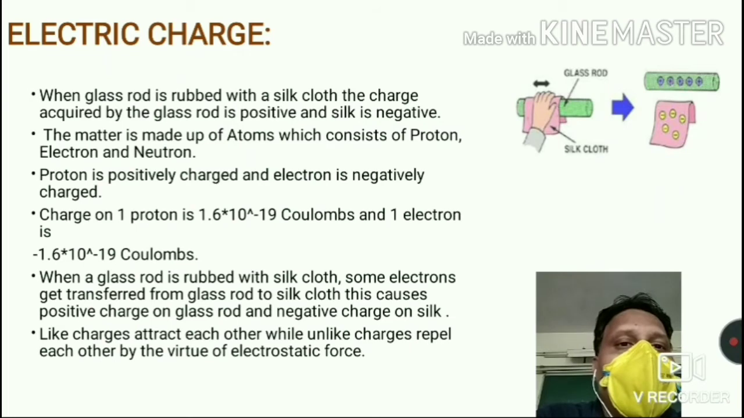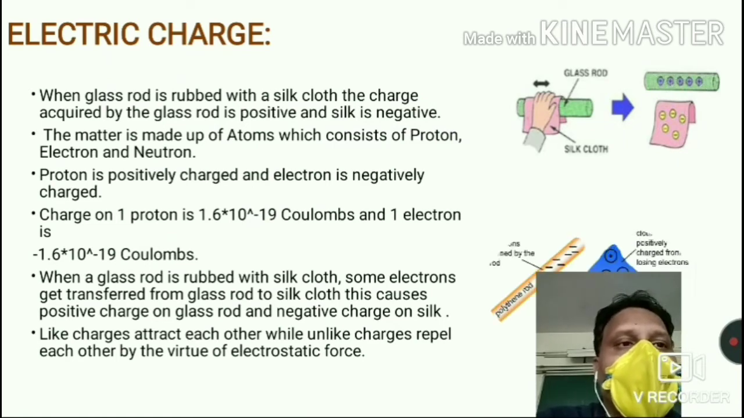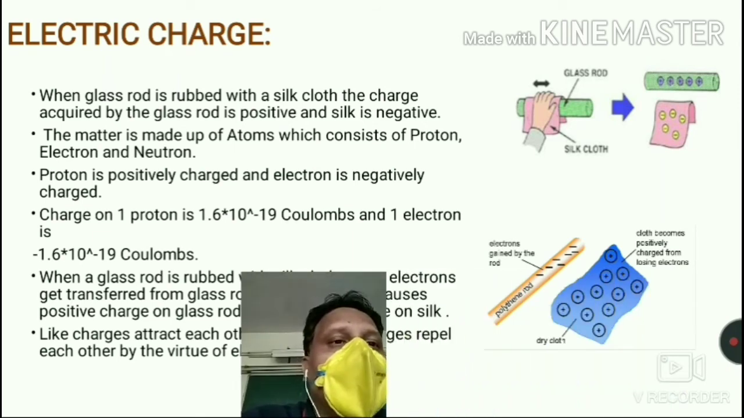We know that like charges attract each other, while unlike charges repel each other, by the virtue of which force? Yes, electrostatic force. Electro means electron, static means fixed or stationary force. That is called electrostatic force. Now you can see that the polythene rod gives electrons to the cloth, so the rod acquires positive charge, and the cloth, gaining the electrons, acquires negative charge.